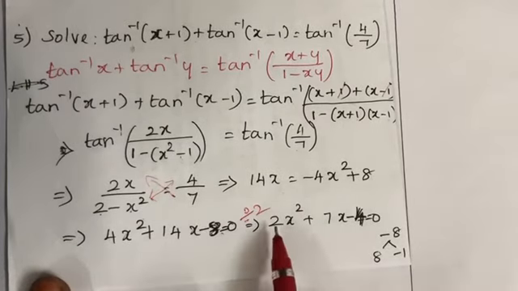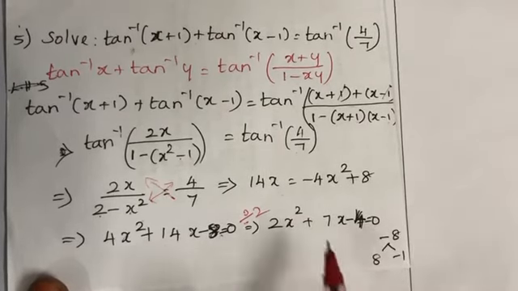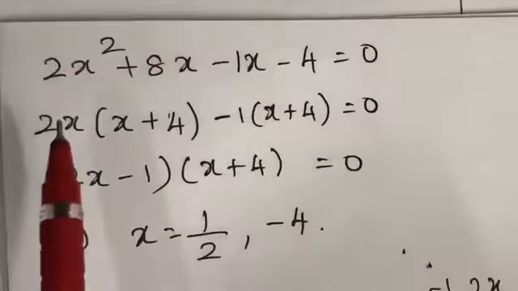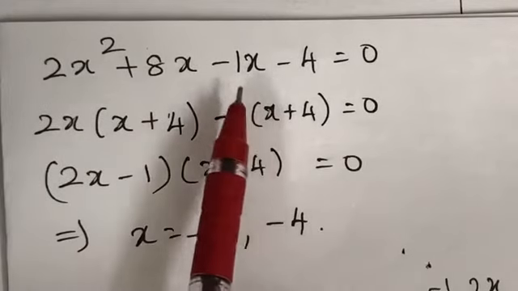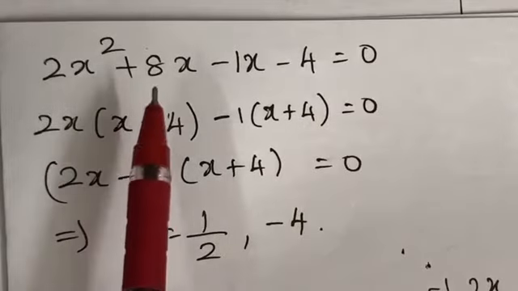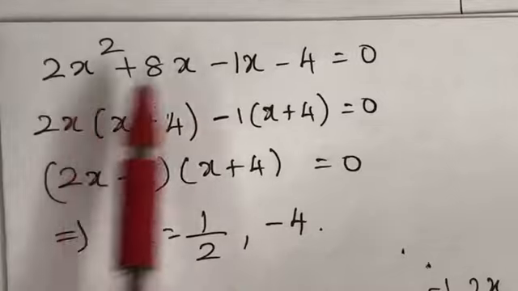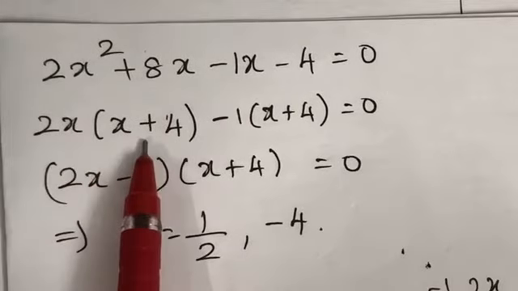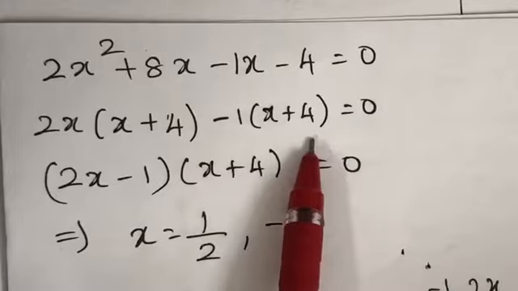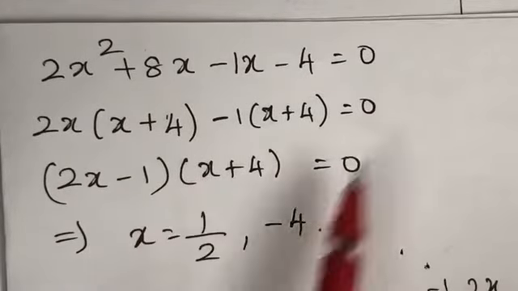We can factorize now. 2 into minus 4 is minus 8. So the factors are 8 and minus 1. While adding these, we will get 7. Now we can rewrite the equation: 2x square plus 8x minus 1x minus 4 is equal to 0. I am rewriting that equation with the factors. Taking common, 2x into x plus 4 minus 1 into x plus 4. So the factors are 2x minus 1 into x plus 4 is equal to 0.